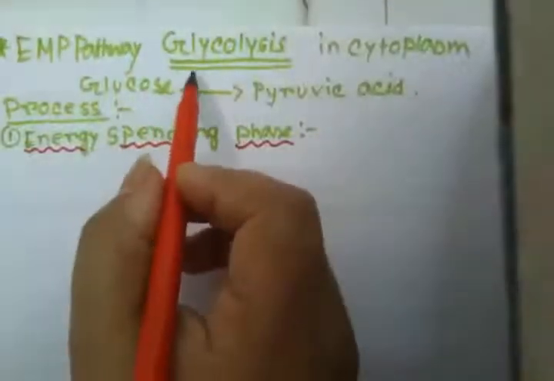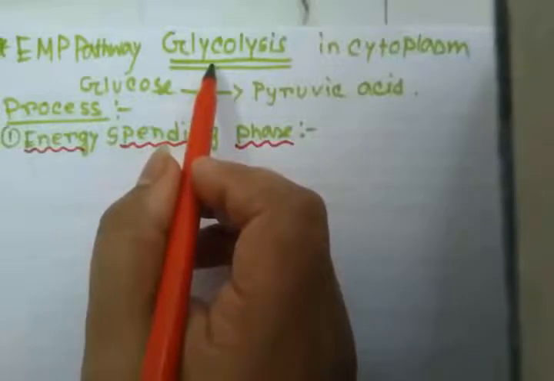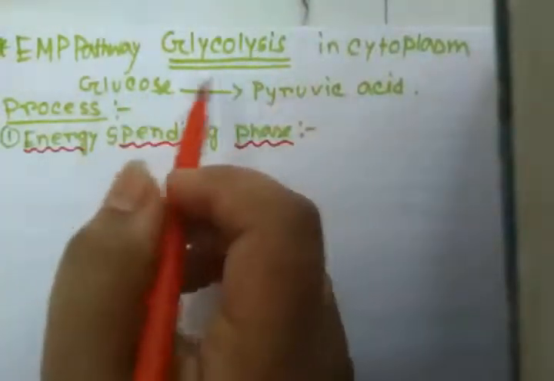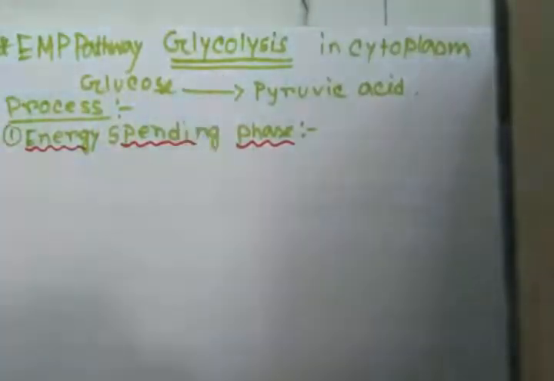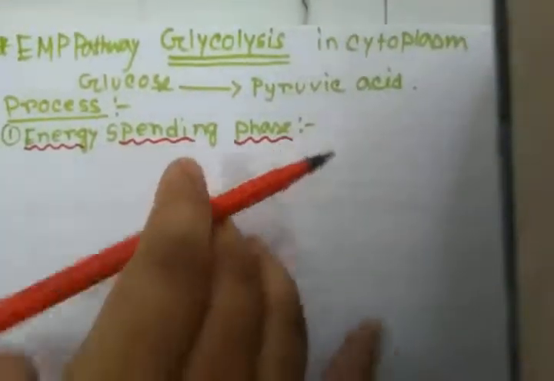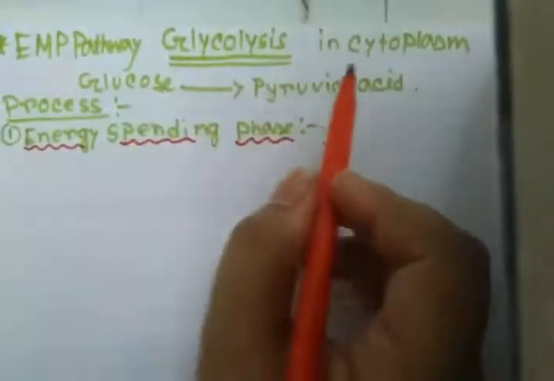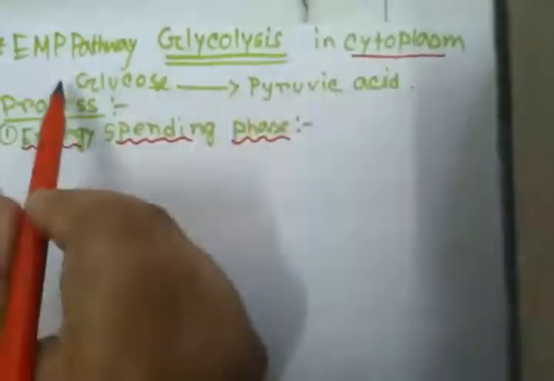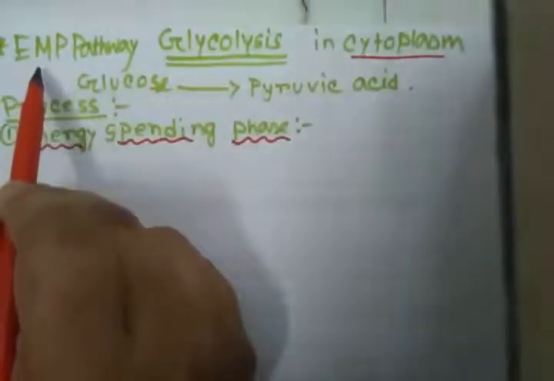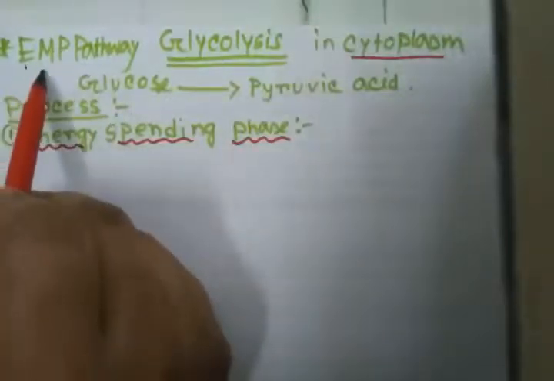Today I am talking about a very important pathway, that is the glycolysis process, so that you can understand it very easily and after so long time it will stay in your mind. So without wasting time, I will continue with the glycolysis pathway. This glycolysis pathway occurs in the cytoplasm, and it is also known as the EMP pathway, that is the Embden-Meyerhof-Parnas pathway.